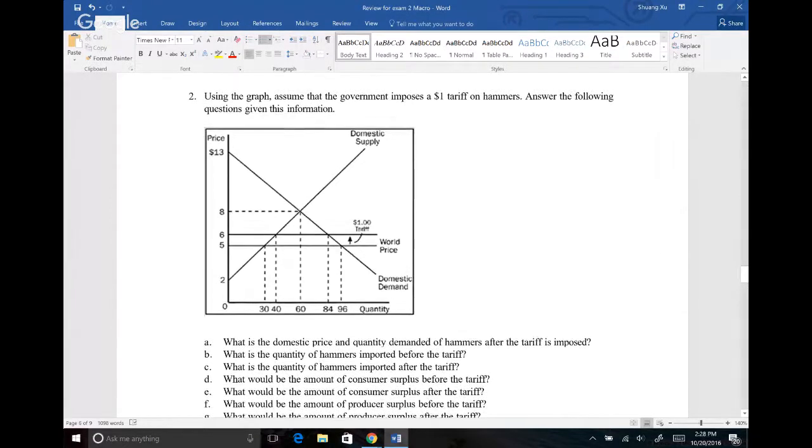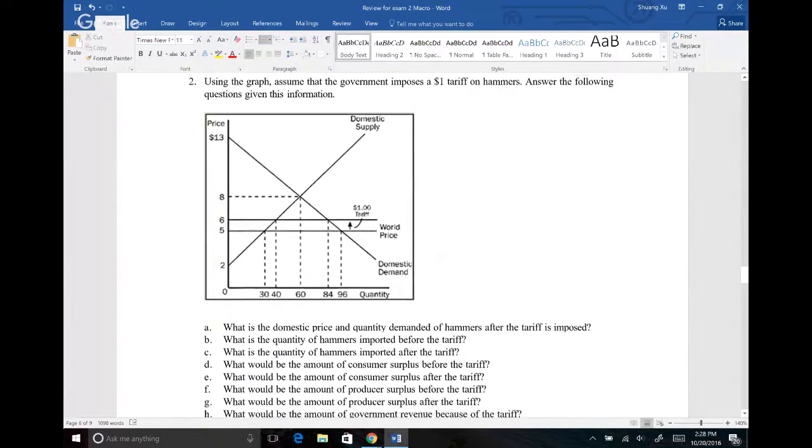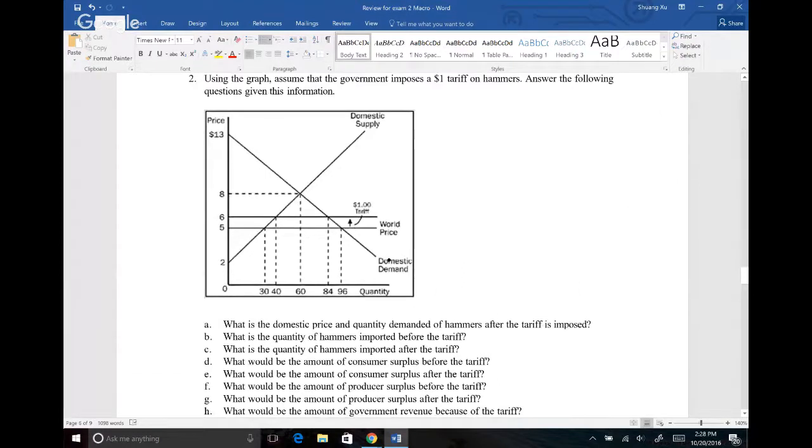So use the graph, assume the government imposed a $1 tariff on hammers. Answer the following questions given this information. So the world price is $5 with a $1 tariff. The new price should be $6. So what is the domestic price and quantity demanded for hammers after the tariff is imposed? So our domestic demand with $6 is at 84. So the quantity demanded is 84, and then our price is at $6.